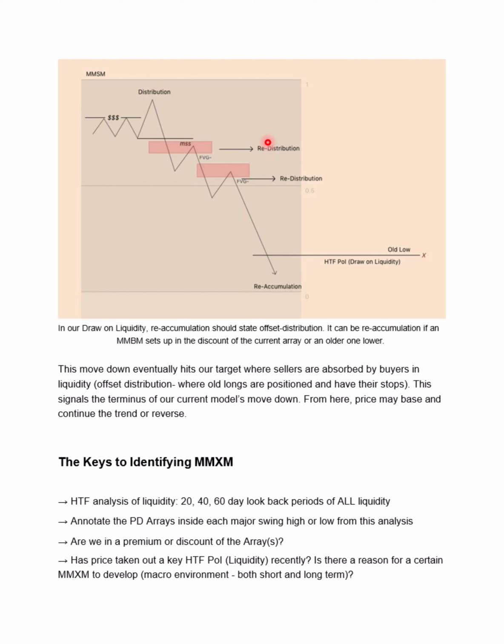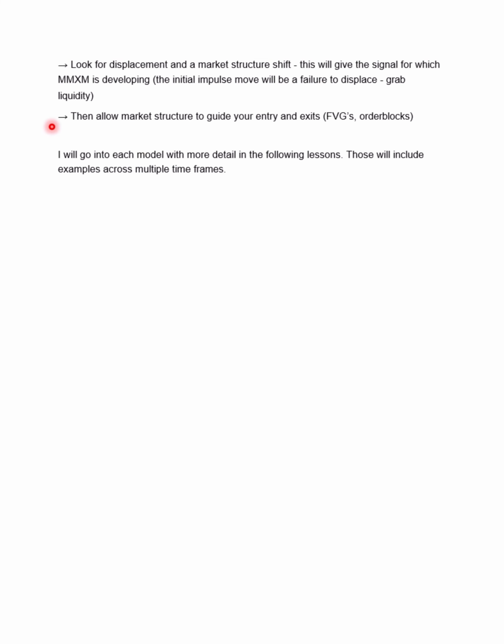Another thing you should be checking: has the price taken out a key higher time frame liquidity? Before taking a trade, ensure that one external range liquidity, either the buy side or the sell side, has been taken. And once it has taken it and it has formed a market structure shift, then know the market is heading down to take the sell side liquidity. Okay, and lastly, look for displacement and market structure shift. This will give the signal of which market maker model is developing. Lastly, allow the market structure to guide you in and out. I'll go into each model later in other lessons.